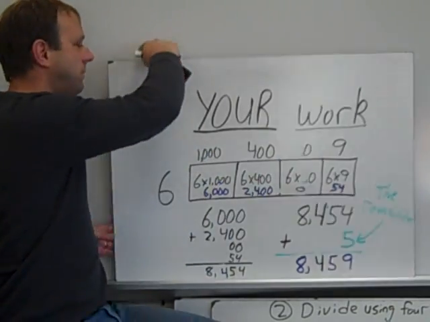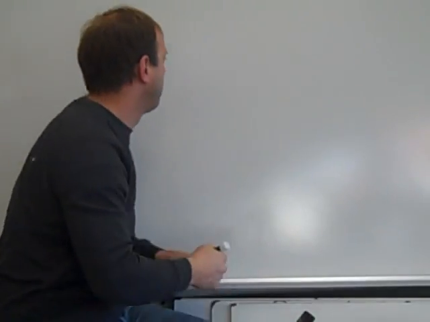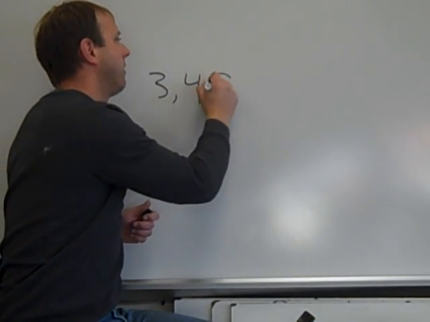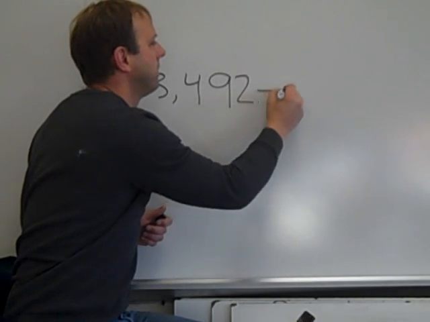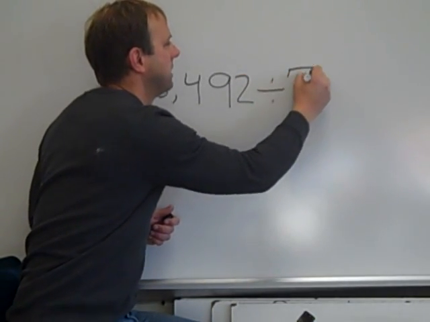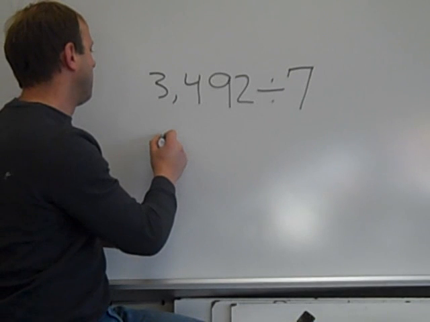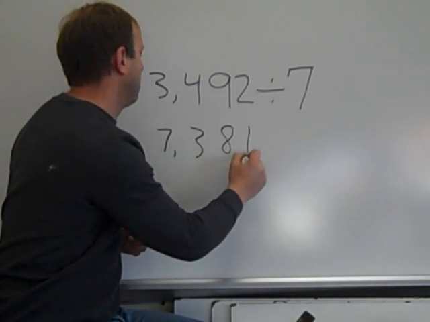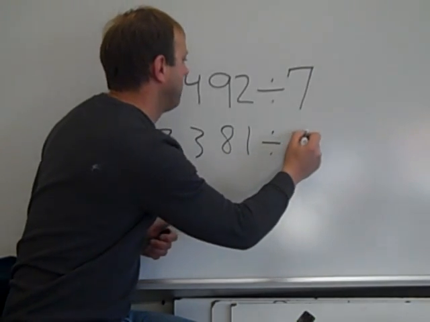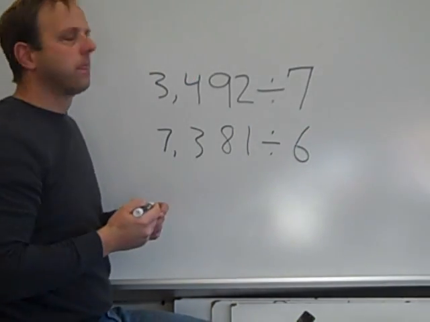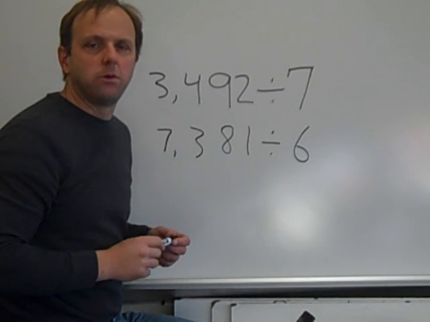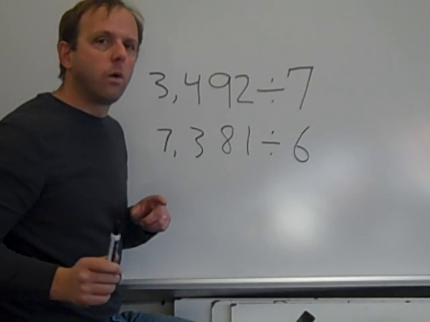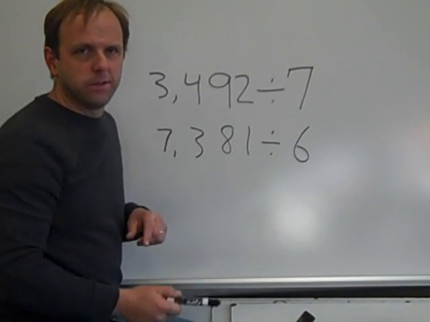So let me write a couple problems on the board. We're going to do 3,492 divided by 7, and we are going to do 7,381 divided by 6. I have no doubt that you guys will really do well on this, and don't forget, you can watch the video a little bit more, or in your math journal, you'll have this information as well.